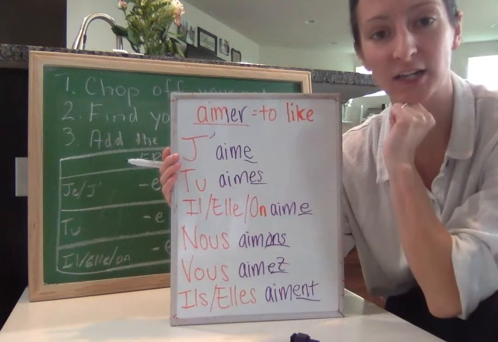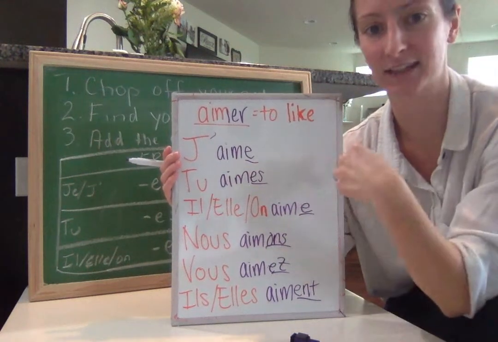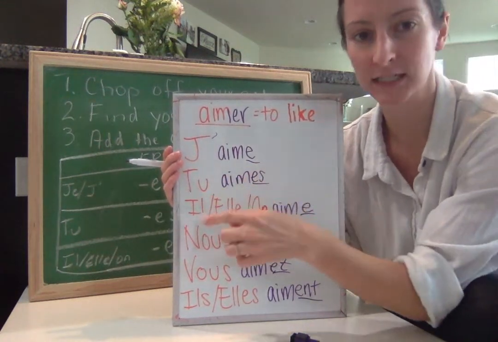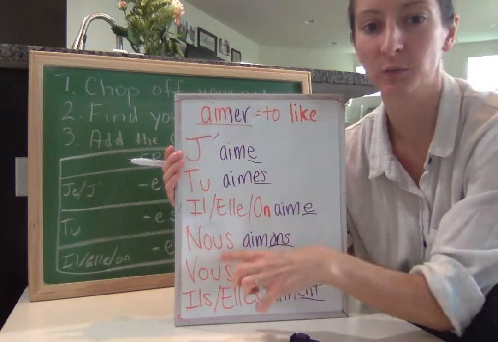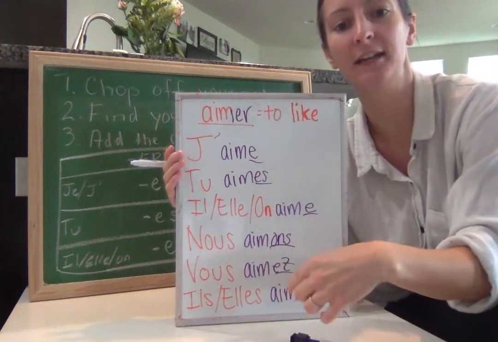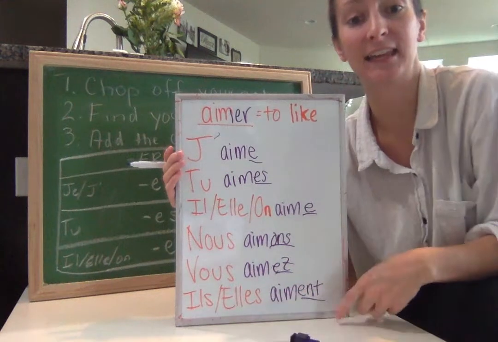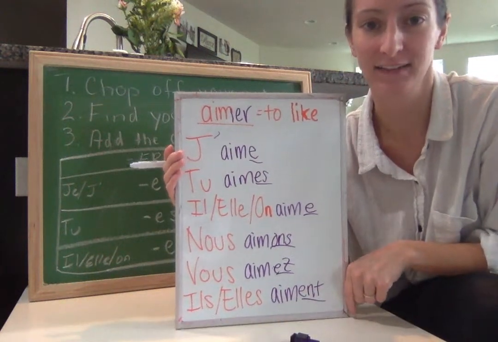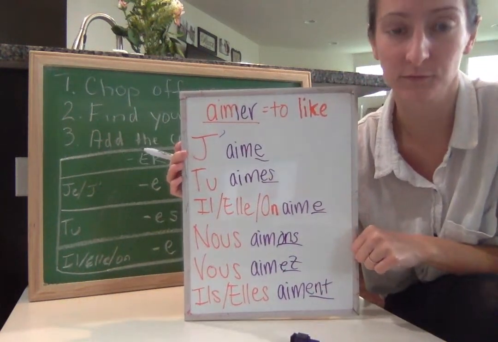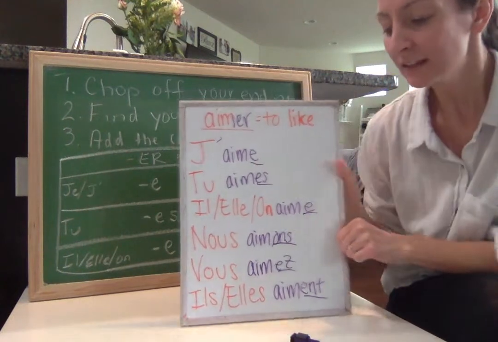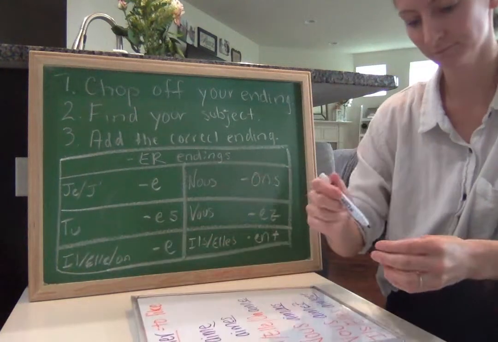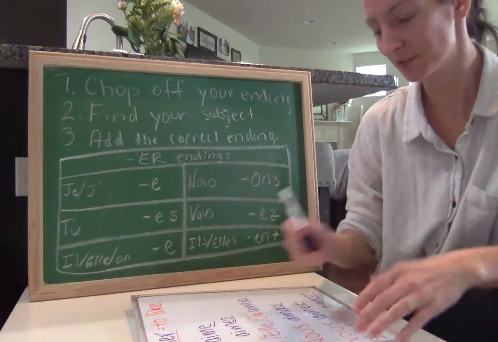Now since we've conjugated it, j'aime means I like. You like. He, she, one likes, we like, you all like, or you formal like, and they like. All right, so that is what our different forms mean. Okay, let's try another one, because you will have to do these on your own.